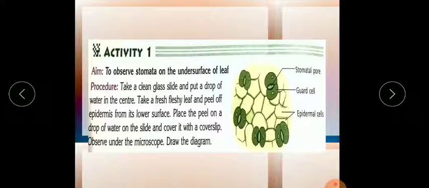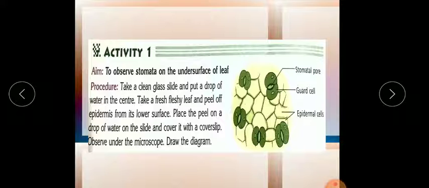When we see under the compound microscope, we will see this kind of kidney bean shaped structure, the guard cells. We will also be able to see the pore opening, whether it is closed or open. With the help of the microscope we can see the stomata, and we will see in which part a large number of stomata are present, the lower part or the upper part. You can peel both sides and check both sides.